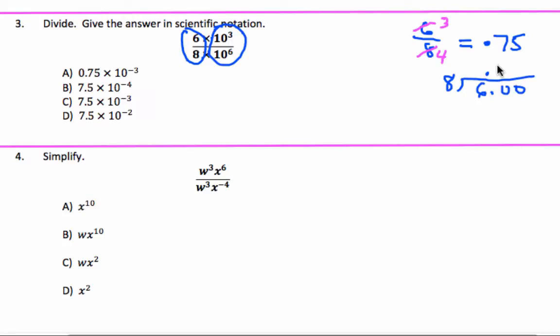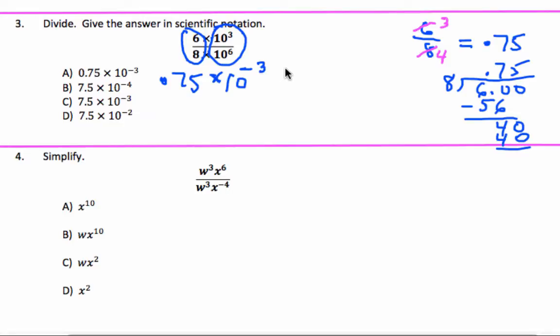If you don't know that and you feel uncomfortable reducing, then you could just simply do 8 into 6, and that will give you 7, 56, 4, bring down the 0, 5. So you could do it that way as well. Either way, you get 0.75, and now you need to subtract the powers of 10 since we're dividing. So that will be 10 to the 3 minus 6 power will be negative 3.